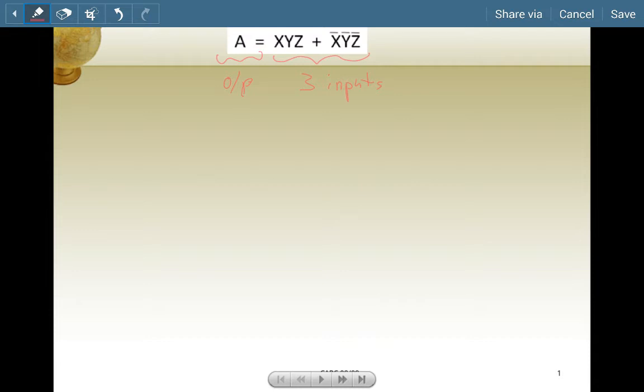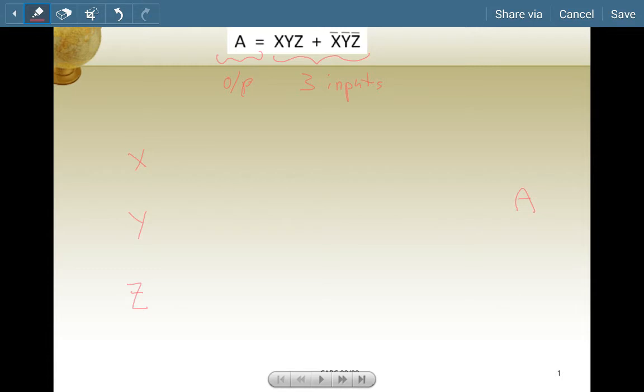Before we start drawing, you know there are 3 inputs, so let's put that. You've got X, Y, Z. This is your input. The output you draw on the right side. You've got A on the right side. That is your output. So remind yourself that at the end, after drawing through all the different logic gates, you should arrive finally at the output A.